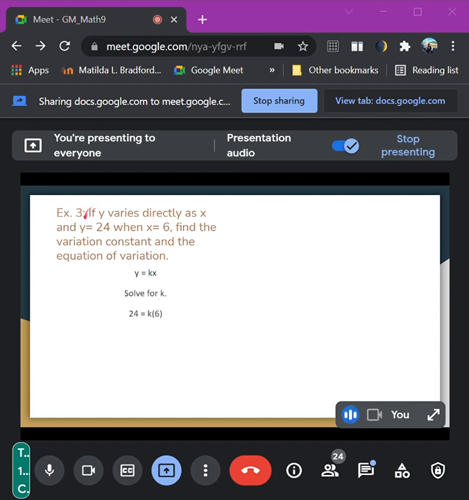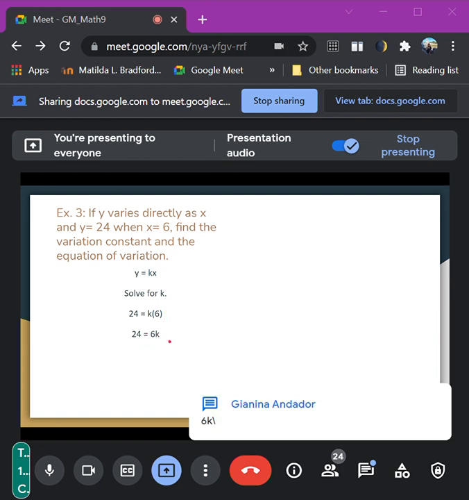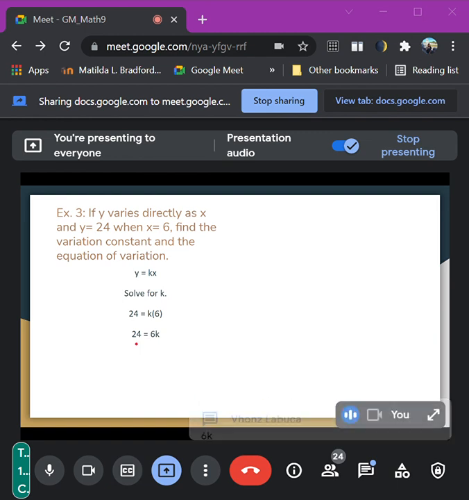So your y is 24. And then your k is not known yet because it is unknown. And then your x is 6. And then k is what we are looking for, so that is k times 6, that is 6k. So we are going to divide that one on both sides by 6 to get the value of k. So, 24 divided by 6, class, how much?